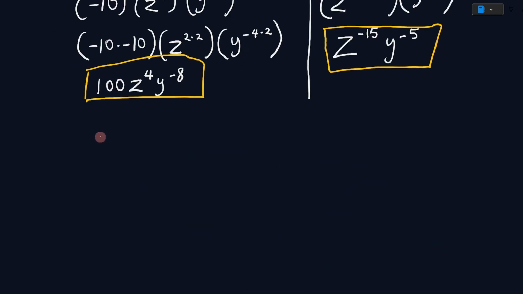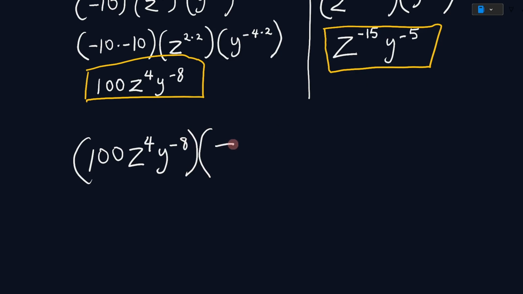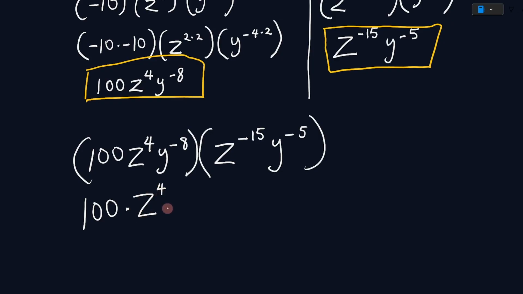The next step is to multiply these two simplified factors. The first simplified factor is 100 multiplied by z exponential 4, also multiplied by y exponential negative 8. The second factor that we simplified is z exponential negative 15 multiplied by y exponential negative 5. If we expand this by also grouping like factors, this will be 100 multiplied by z exponential 4 multiplied by z exponential negative 15 multiplied by y exponential negative 8 multiplied by y exponential negative 5.